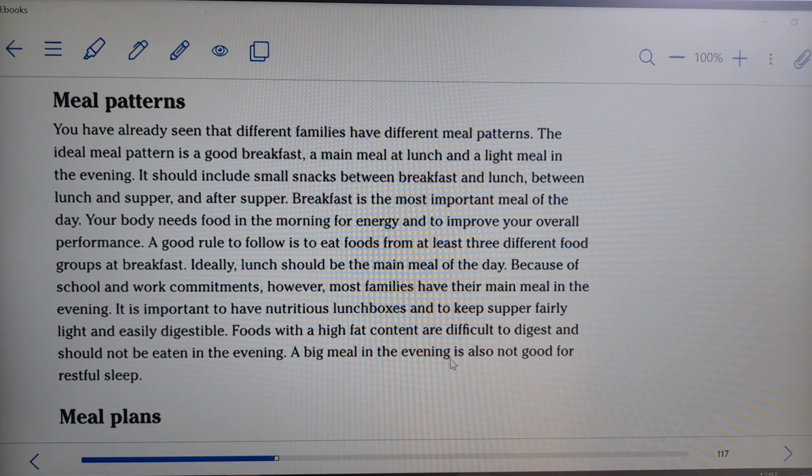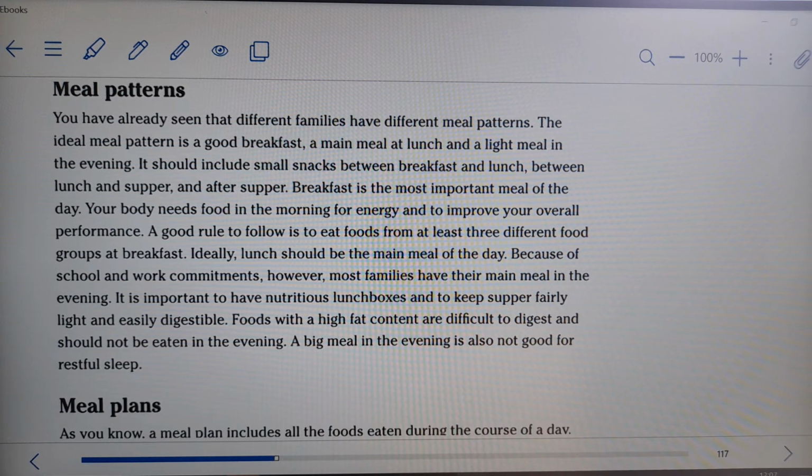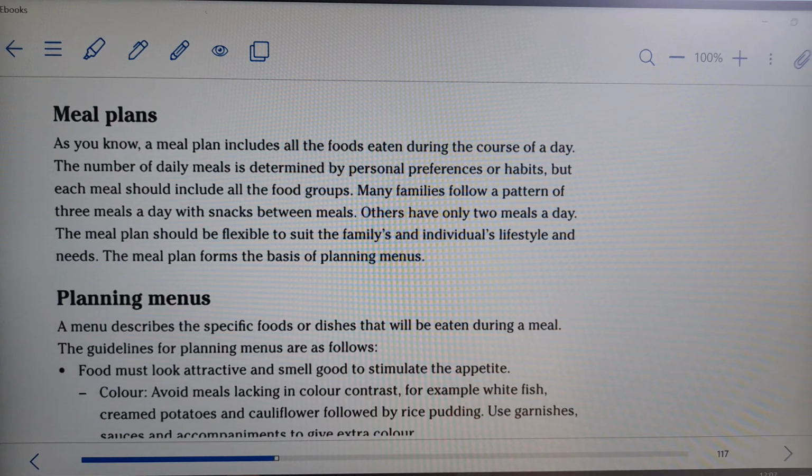A big meal in the evening is also not good for restful sleep. So if you want to sleep nicely, don't eat a big meal.